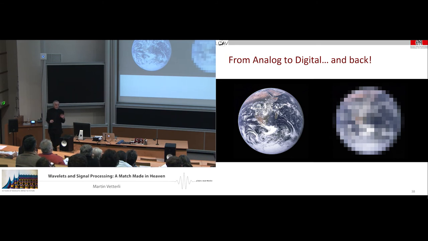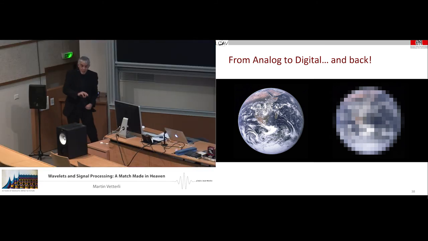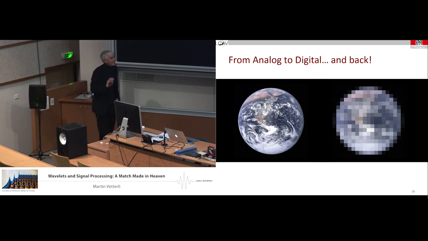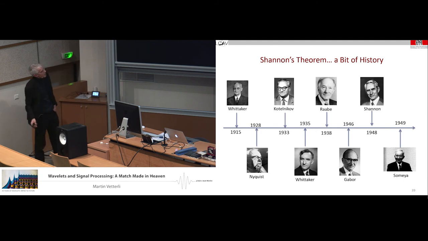Okay? So lots of people have lots of results about going one way, right? That's the easy part. The hard part is to know exactly when this is a faithful representation of that. And this is all over the place. Many people do this without knowing they ask the question, okay? And of course, the history of the Shannon sampling theorem.